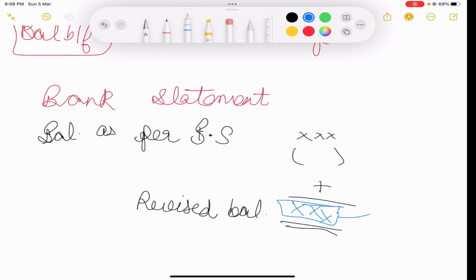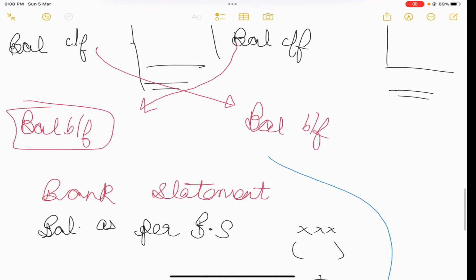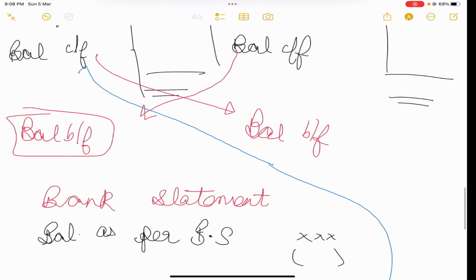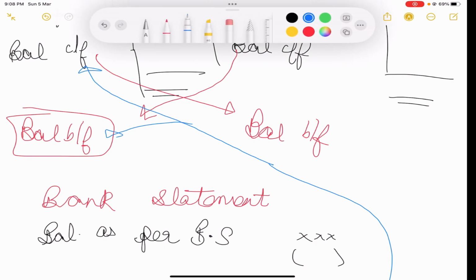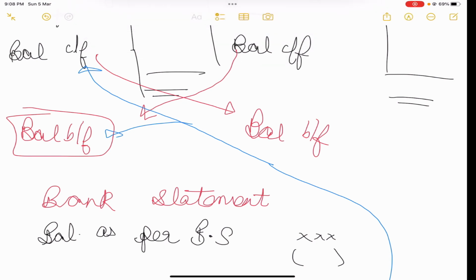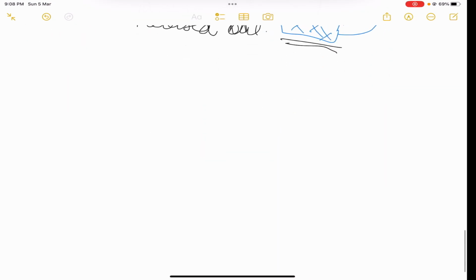Whatever the revised balance would be, that would match with my cash book's new balance. Okay, so my new cash book balance will match to my bank reconciliation's revised balance as well. Okay, so let me check what's next.